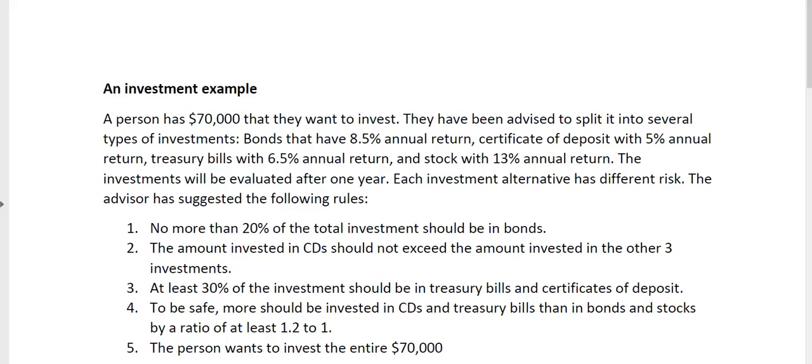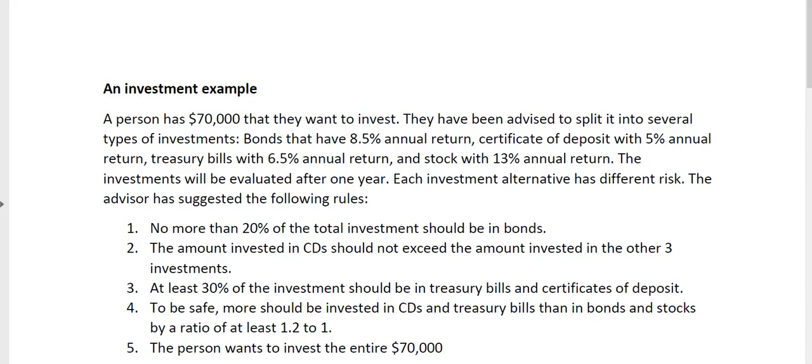An investment example. A person has $70,000 that they want to invest. They have been advised to split it into several types of investments. Bonds, 8.5% annual return. Certificate of deposit, 5%. Treasury bills, 6.5%. Stock, 13%. The investments will be evaluated after 1 year.